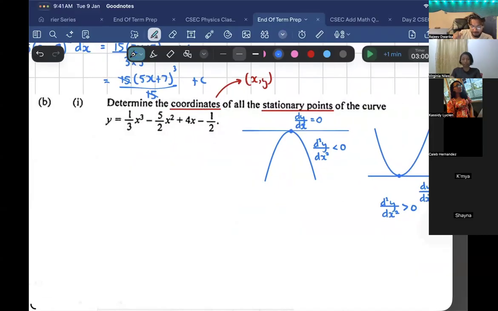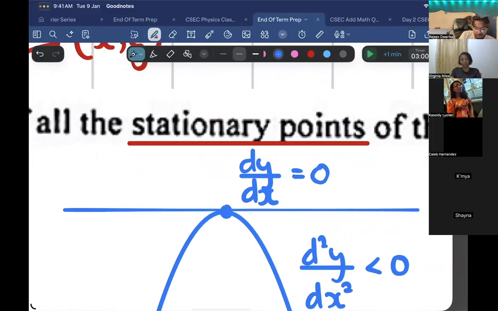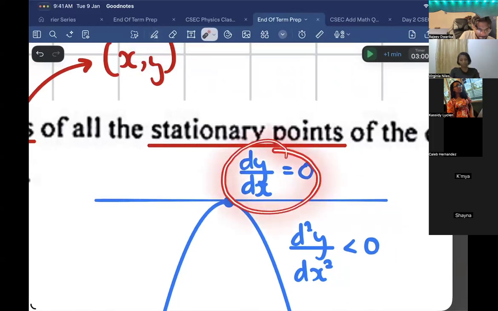So, Cassidy, I want you to tell me, what am I going to do with dy dx is equal to 0? How is that going to help me here? Put 0 into my function. Nah. I want you to read this one. dy over dx equals 0.